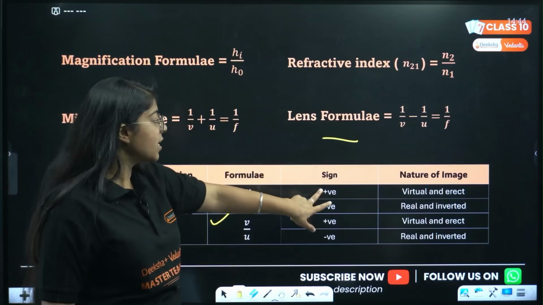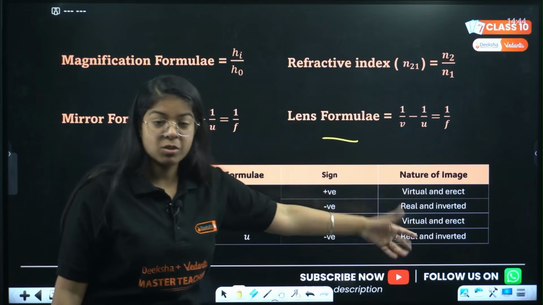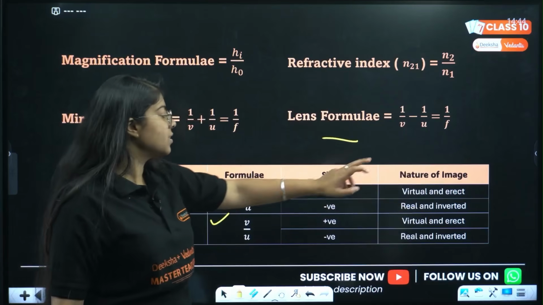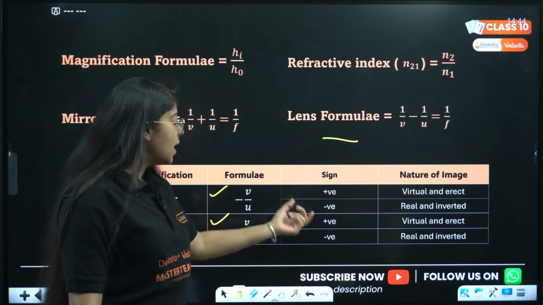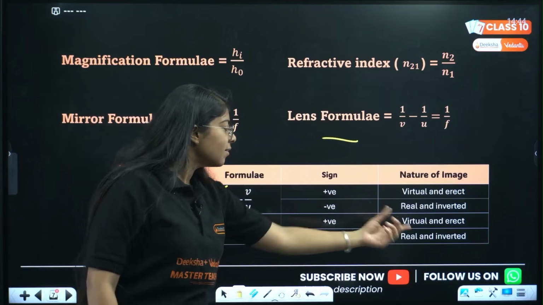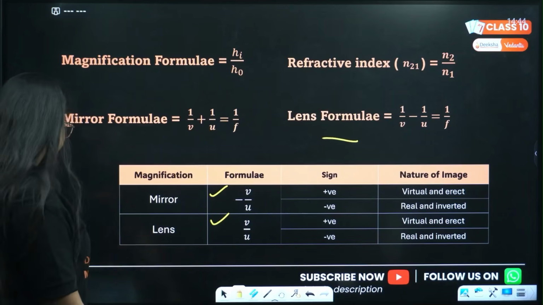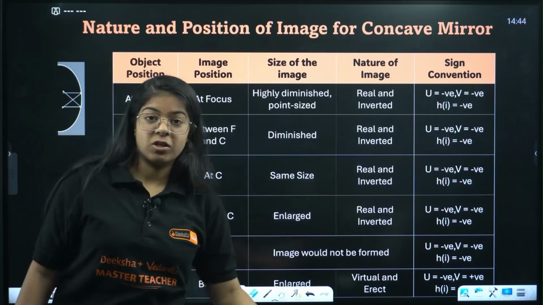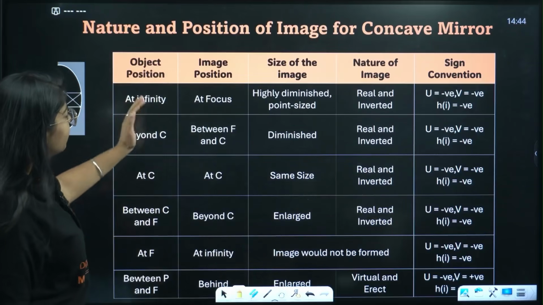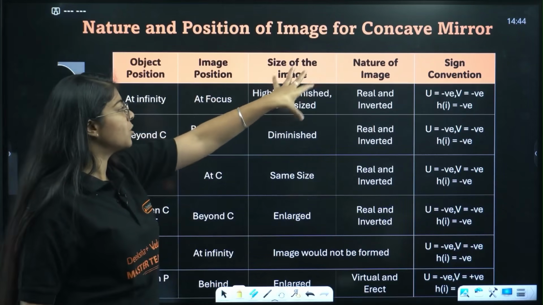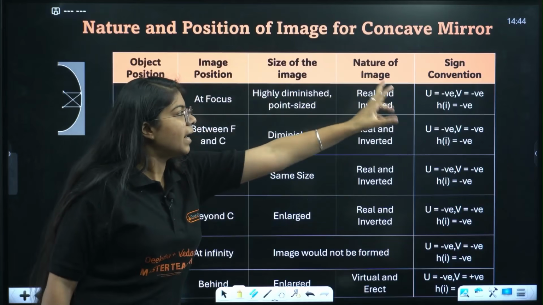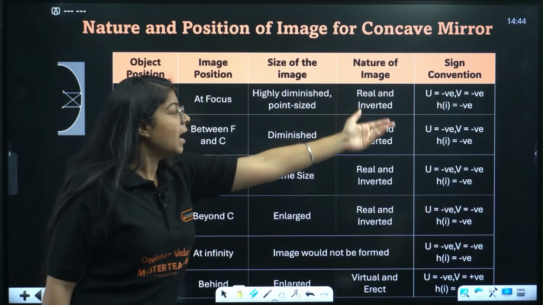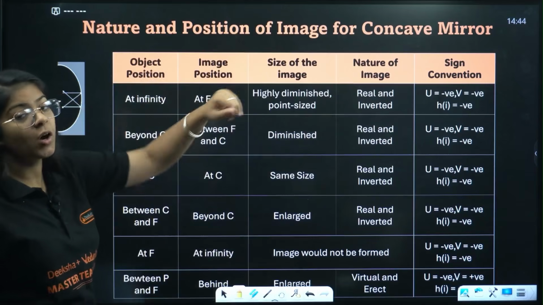If the magnification sign is positive, that means the nature of the image is virtual and direct. If it's negative, that means real and inverted. Again, positive, virtual and direct; negative, real and inverted, same for lens and mirror. Next, these are all the sign conventions, right? When the object distance is at infinity, the image will be at focus, highly diminished, point size, real and inverted, and U will be negative, V will be negative, and height will be negative. So this is for a concave mirror.